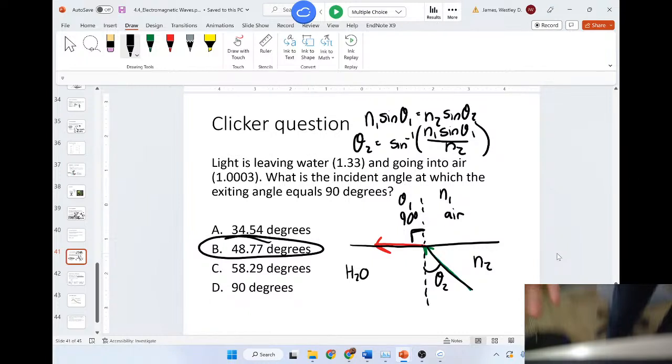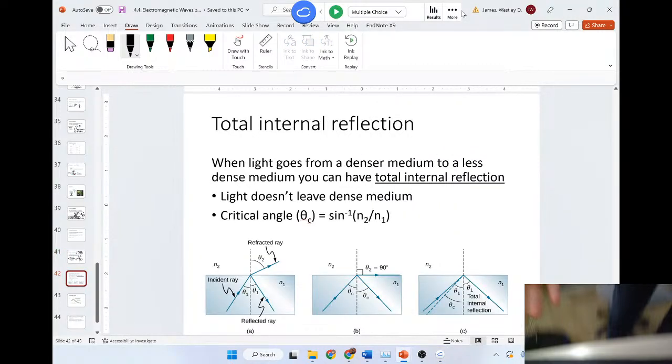This is called the critical angle. This is when total internal reflection occurs. The words describe what's happening. No longer will it pass through at all. If the light hits with this angle or bigger, the light will not exit the material.